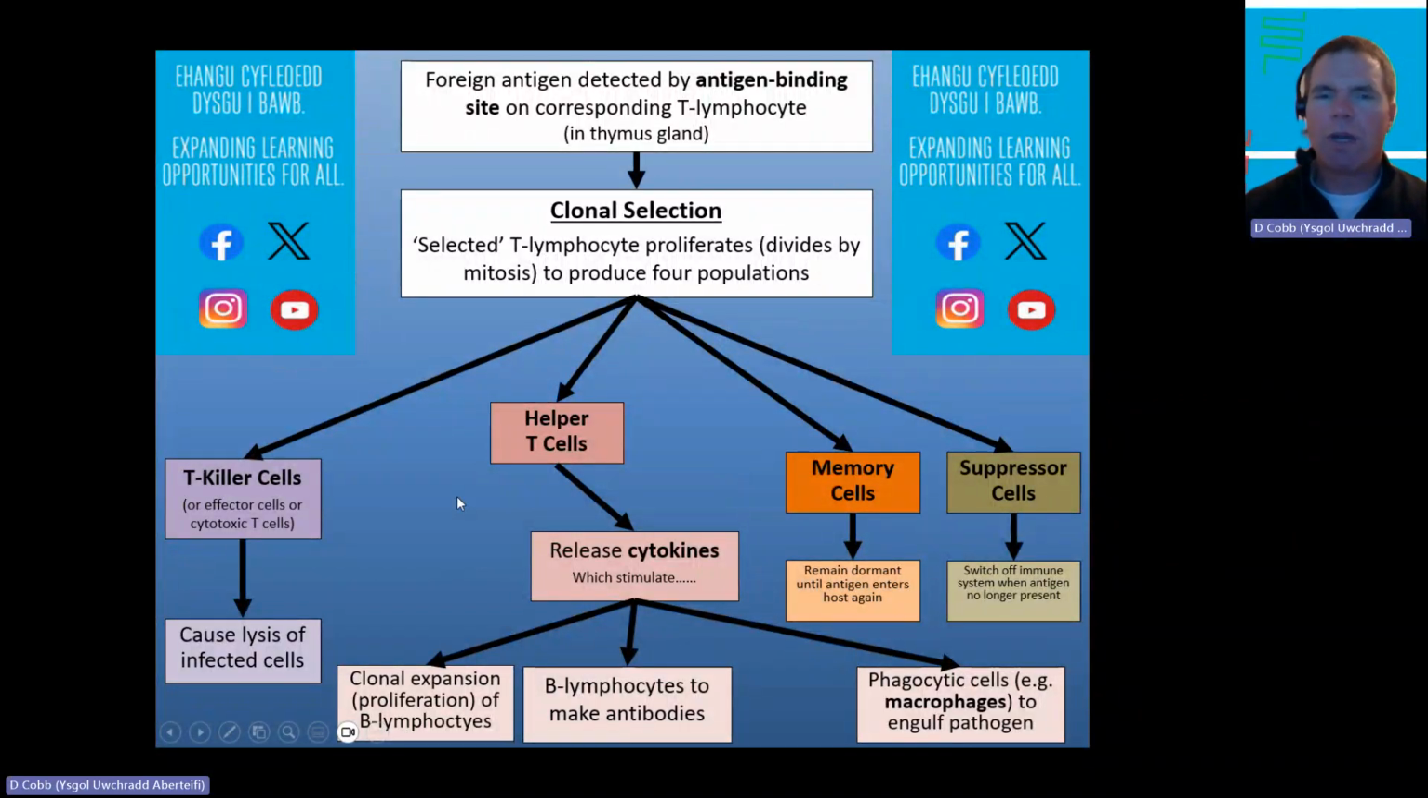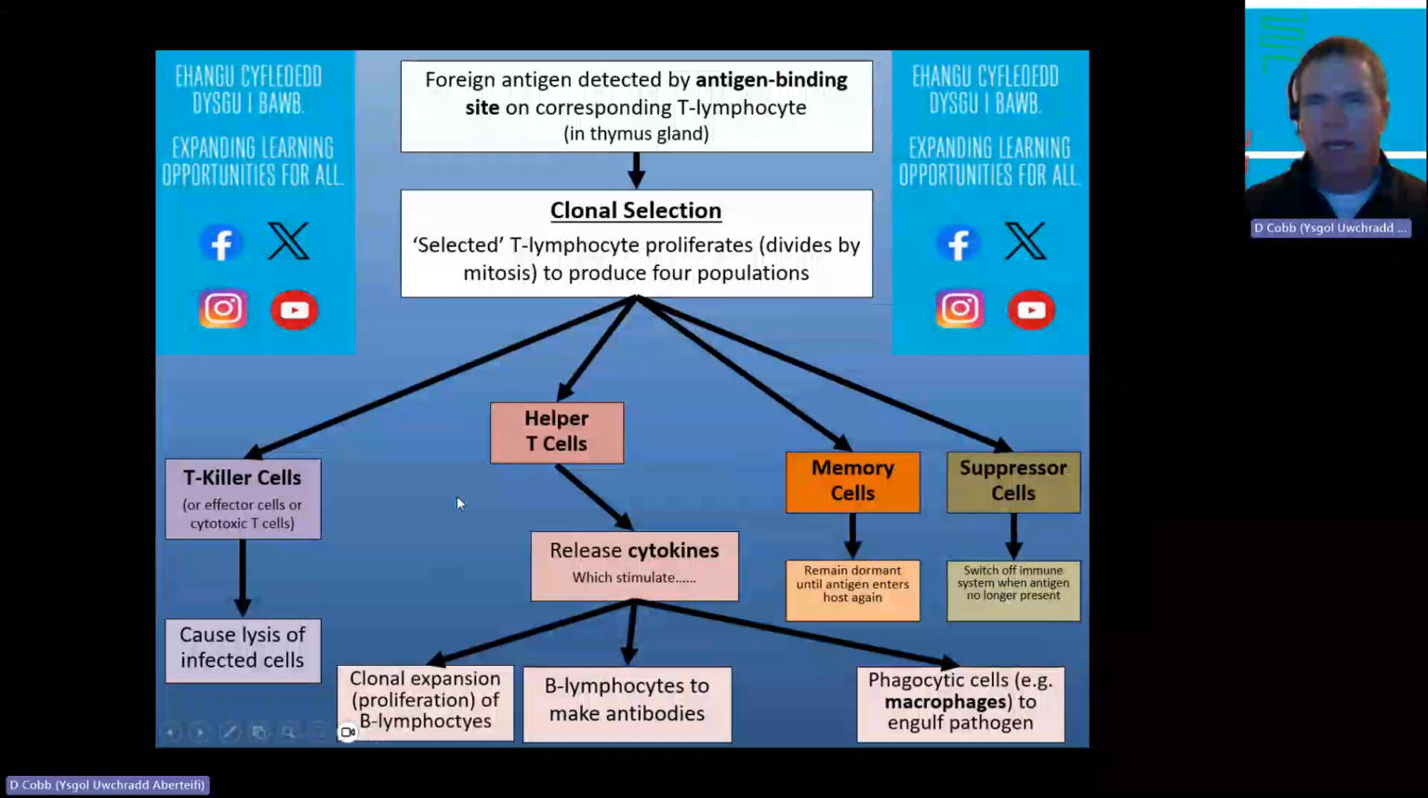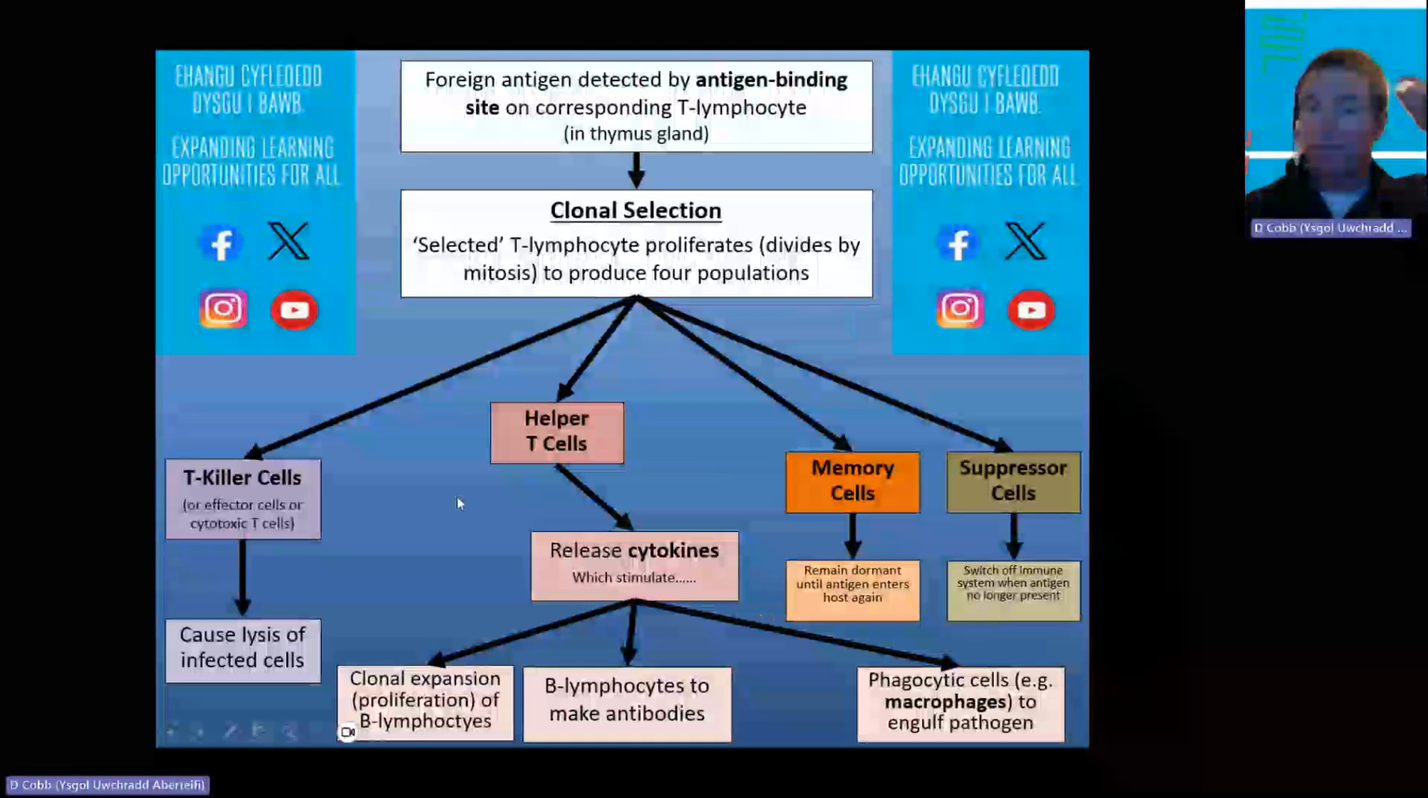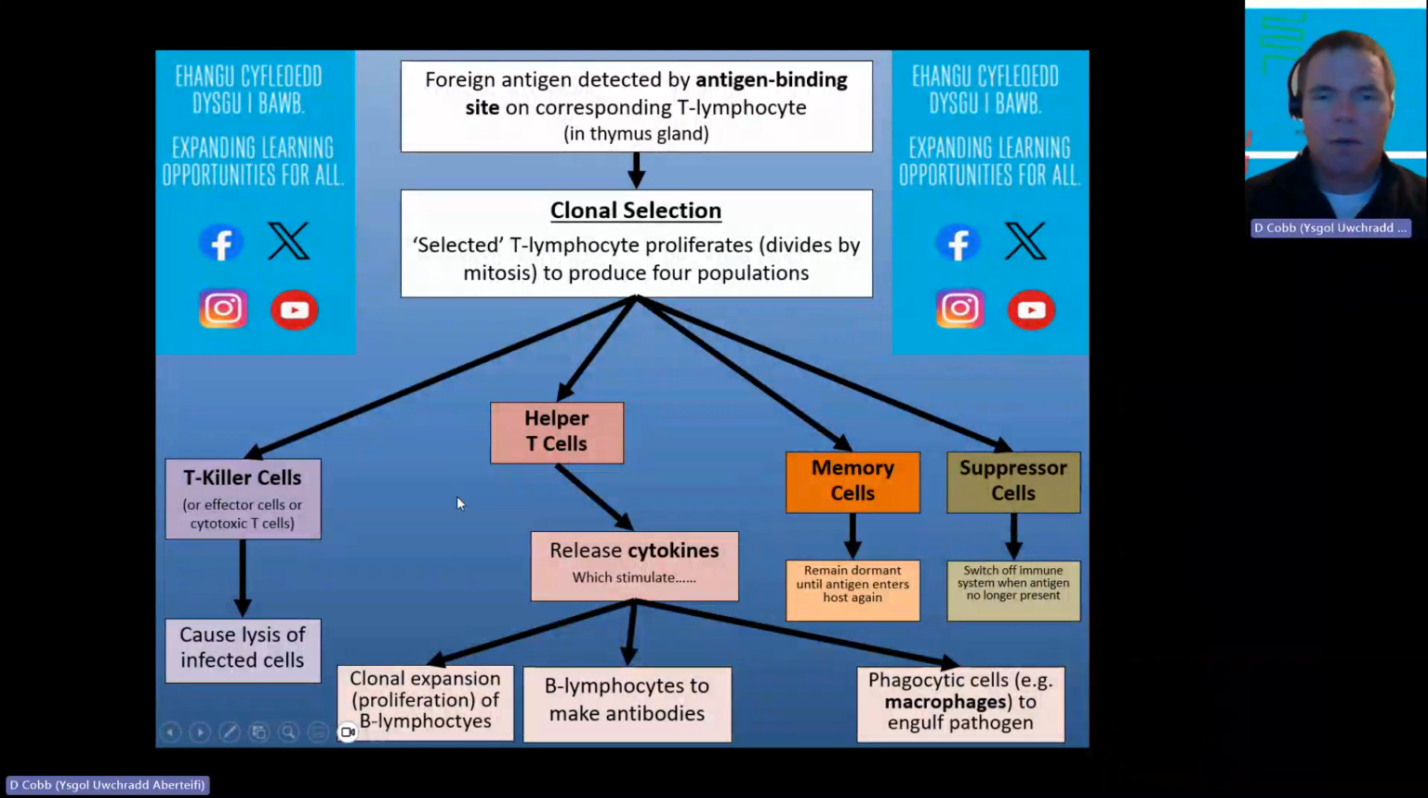So you see there's a little bit more there with the T lymphocytes. There's four populations now, and memory cells is the same, but there's a little bit more going on here. You see why we have to do the humoral response first, before we go into the cell-mediated response, because the cell-mediated makes reference to the humoral response.